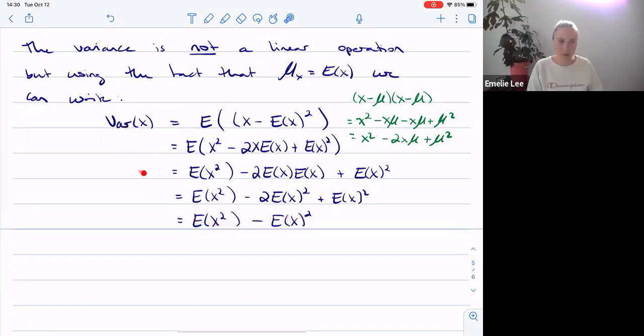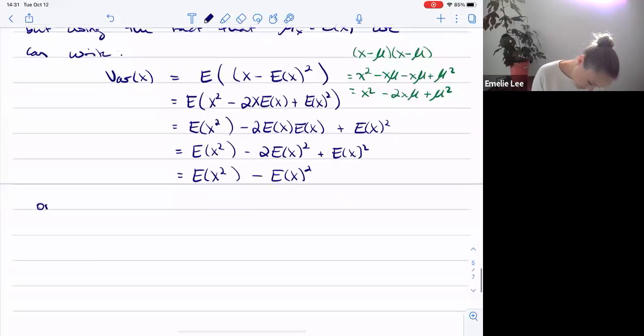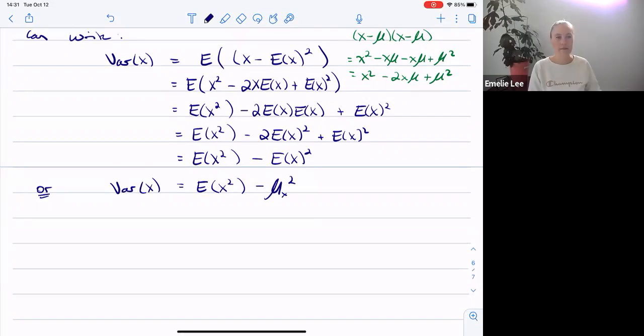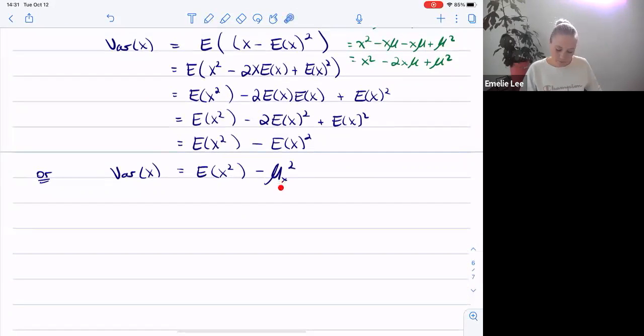This would probably be the property that we would have used maybe in Stat 230. Because you weren't with me, I don't know what was covered, but this is the formula you would usually have used. If we replace E of x with mu again, we could say the variance of x is the expected value of x squared minus mu x squared. Mu x is the first moment, E of x squared is the second moment. So we can define the variance of x as the difference between the second moment and the first moment squared.